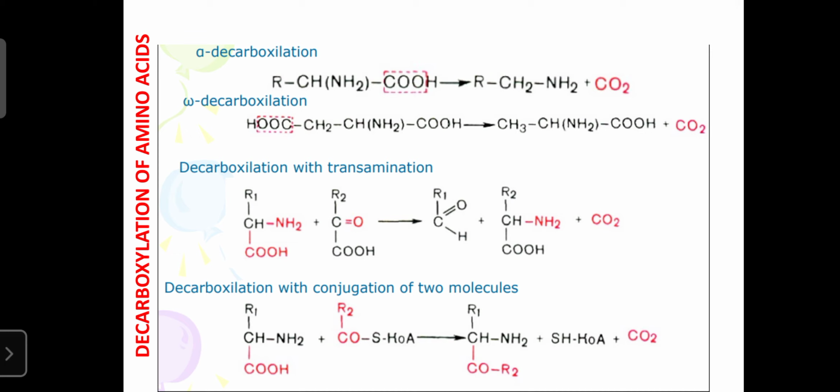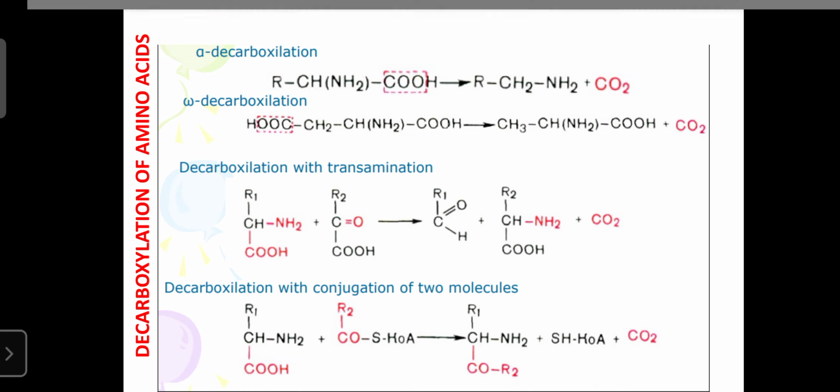Regarding the different types of decarboxylation of amino acids, some undergo decarboxylation at the alpha site, so those are known as alpha decarboxylations, and some are subjected to it at the omega site of the carbon atom, known as omega decarboxylation. Some decarboxylations occur with transamination, known as decarboxylation with transamination. And some, involving two amino acids, are decarboxylation with conjugation of two molecules. So like that, these four mechanisms are involved in the decarboxylation of amino acids.